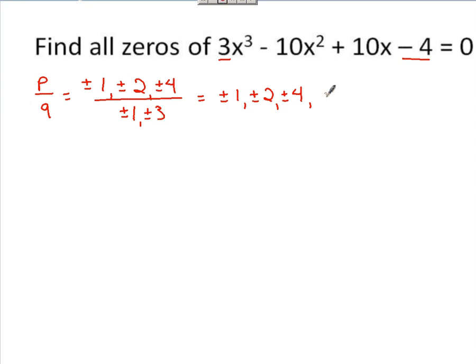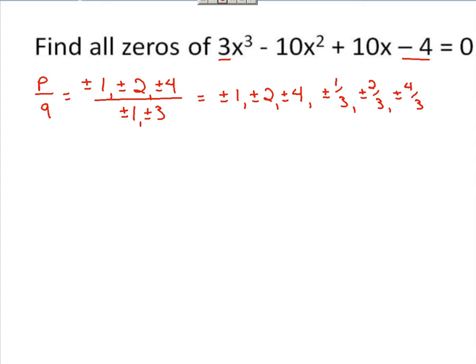So I've got plus or minus 1 divided by plus or minus 3. That's plus or minus 1/3. Got plus or minus 2 divided by plus or minus 3. That's plus or minus 2/3. And you got plus or minus 4 divided by plus or minus 3. That's plus or minus 4/3. So these are all possible zeros that we could consider as potential solutions here to this equation.